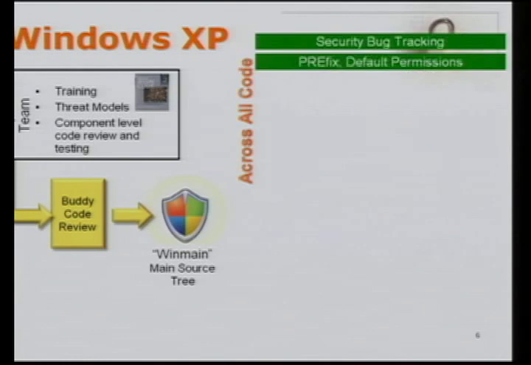There were some things that were done across the entire code base. If any bug was tagged as a security bug, there was a person whose entire job responsibility was to make sure that those bugs did not get accidentally punted or resolved as won't fix or things like that. We also did have certain tools that we would run across the code base as a whole. So this is Windows XP.